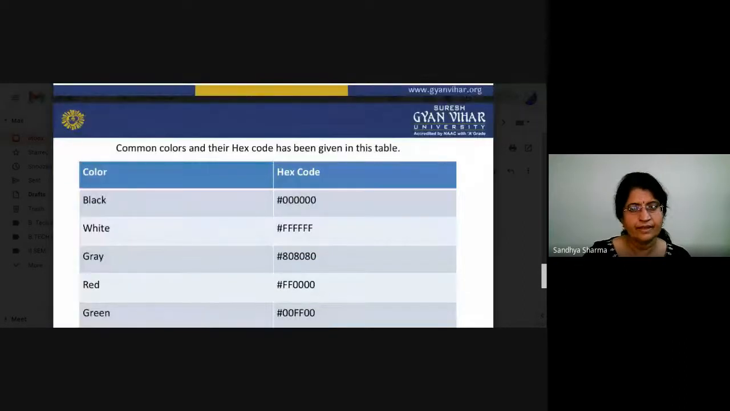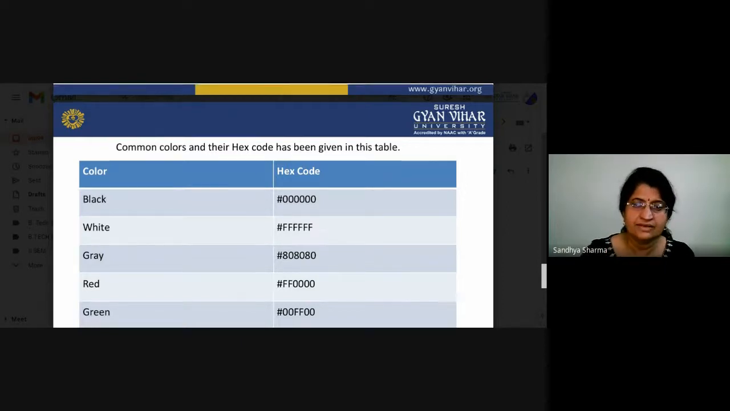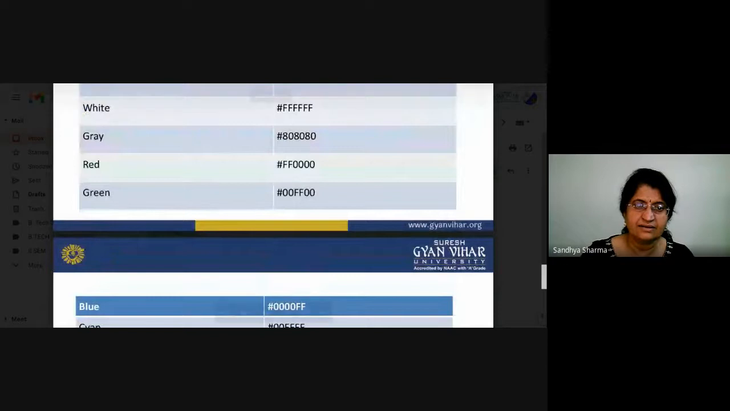So these are the common colors and their hex codes. Suppose you want to represent black in color theory, that will be 000000. If you want to represent white, the hex code will be FF, FF and FF. Gray shade is 808080. If you want to represent only the red color, the first part will be FF and the remaining two will be 0. Same thing for green and blue.